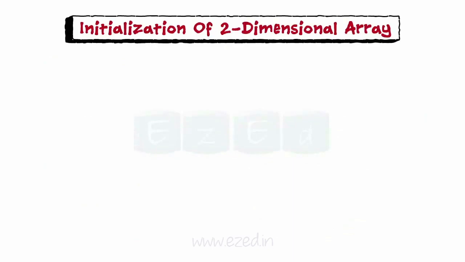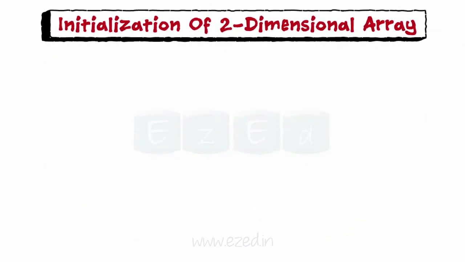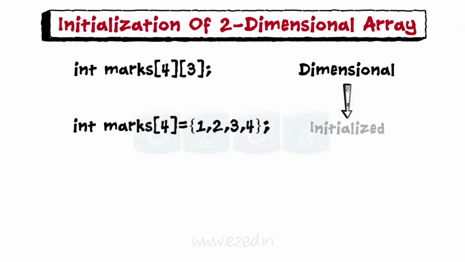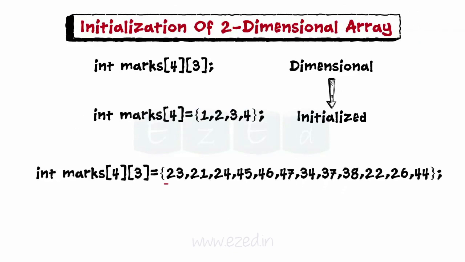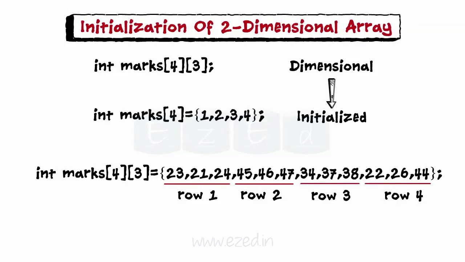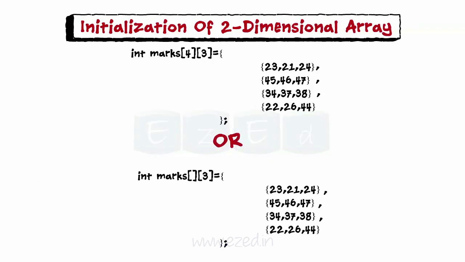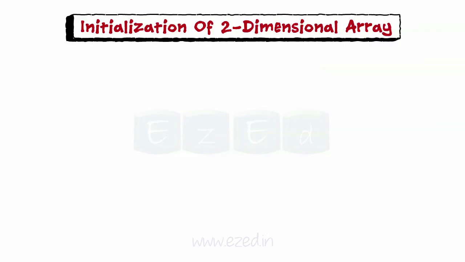Now we learn the initialization of a two-dimensional array. Like one-dimensional arrays, two-dimensional arrays should also be initialized after their declaration. So the values 23, 21, 24 are assigned to the first row, and 45, 46, 47 are assigned to the second row. Similarly for rows 3 and 4 too. We can also initialize the values in this way, or we can initialize it as follows. Note, observe the syntax carefully as commas are required after each brace.